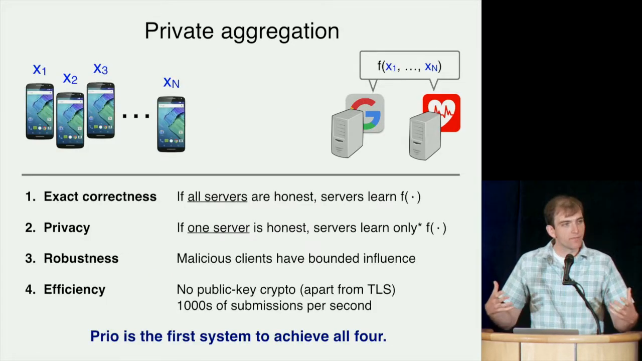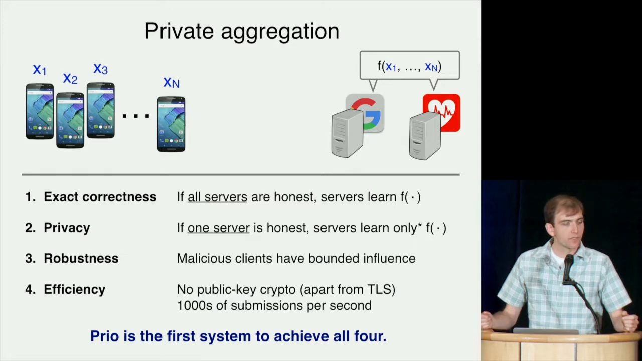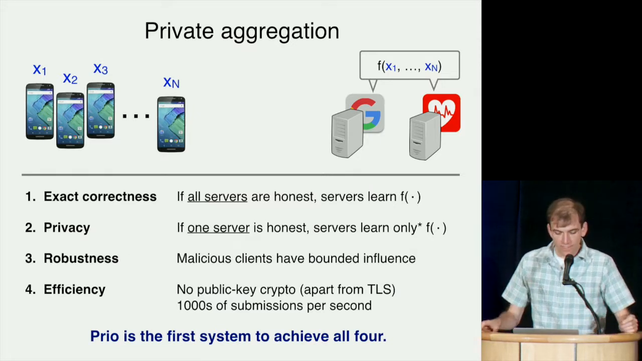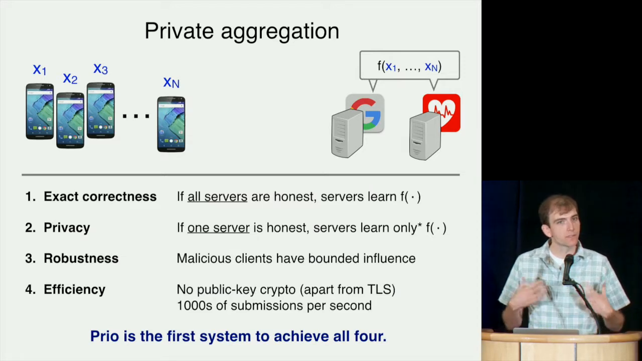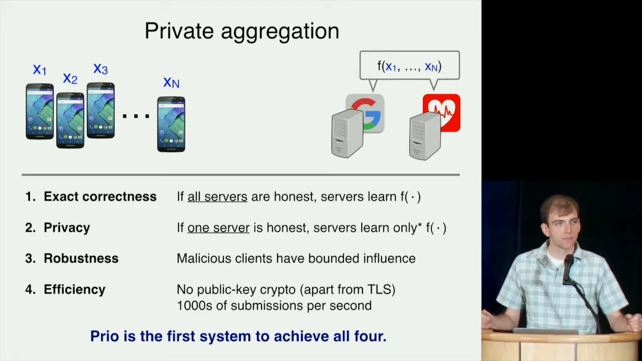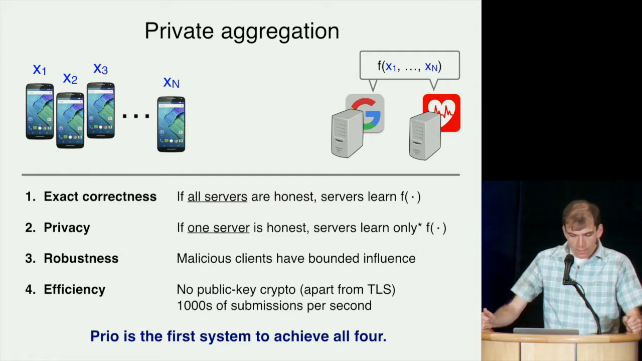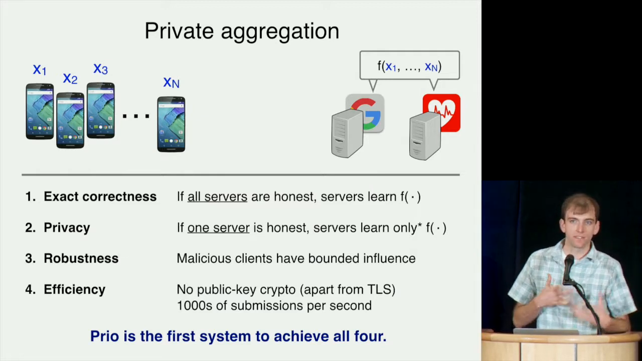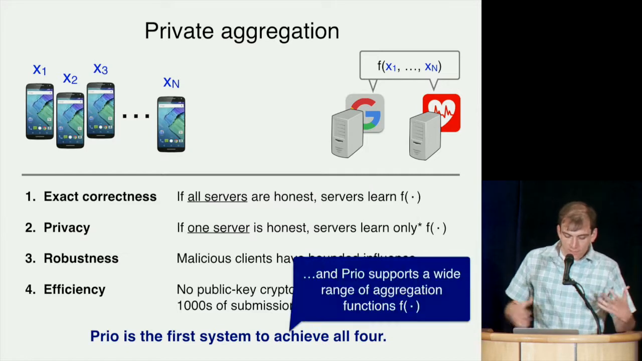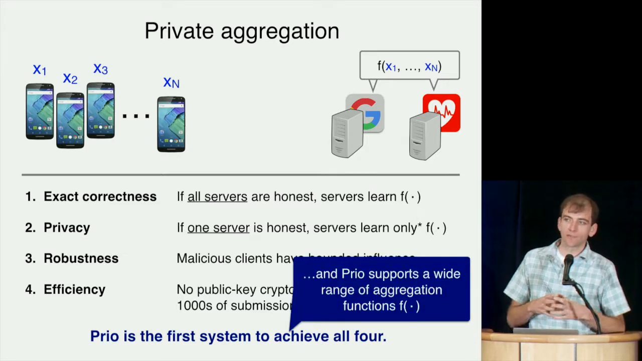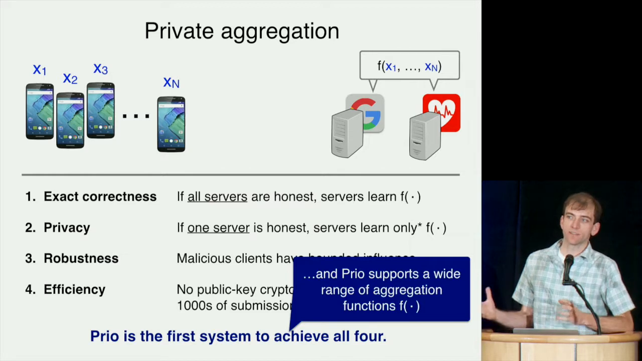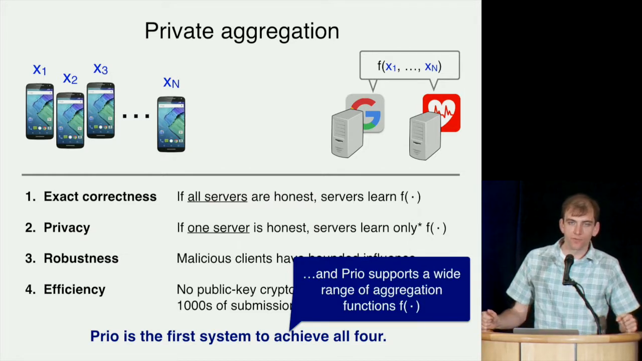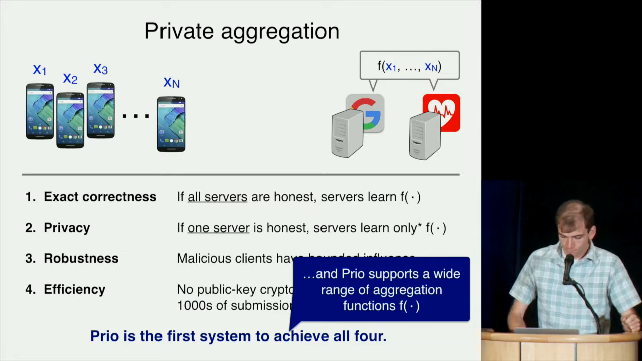And then finally, it should be efficient. For us, efficiency really means you shouldn't need to use a lot of public key crypto or heavy tools, and on a single server, you should be able to process on the order of thousands of client submissions per second. The system Prio that we built is really the first that achieves all four of these properties at the same time. Additionally, it provides support for a wide range of aggregation functions that people are interested in. I mentioned linear regression. At the end of the talk, I'll go through a few of the other functions that we can support.